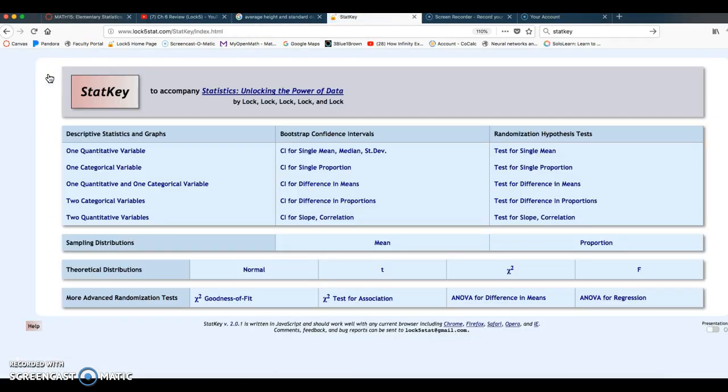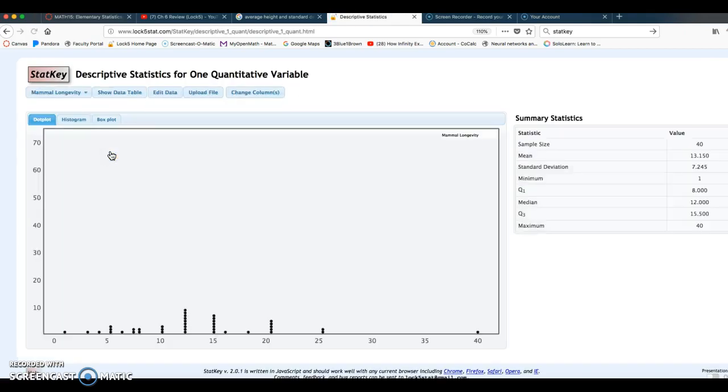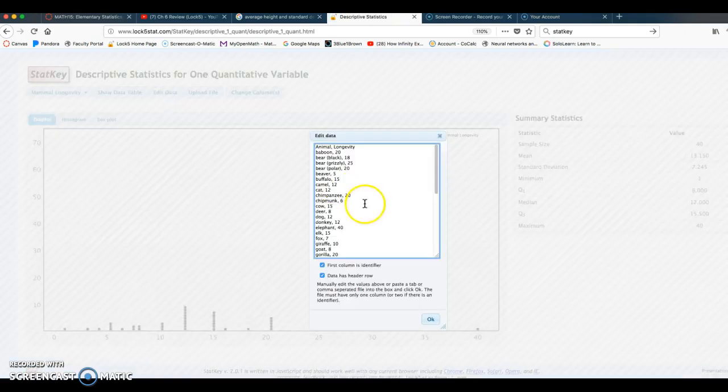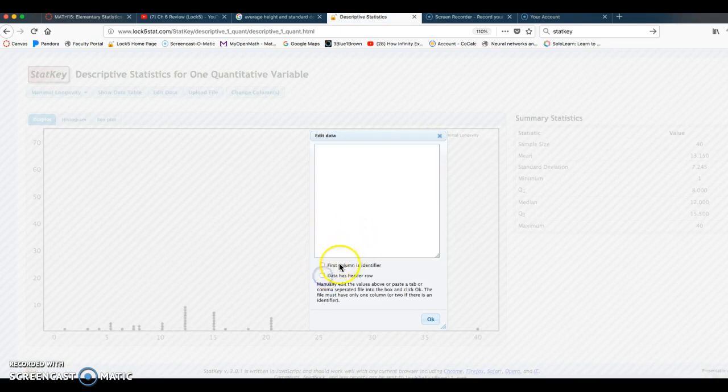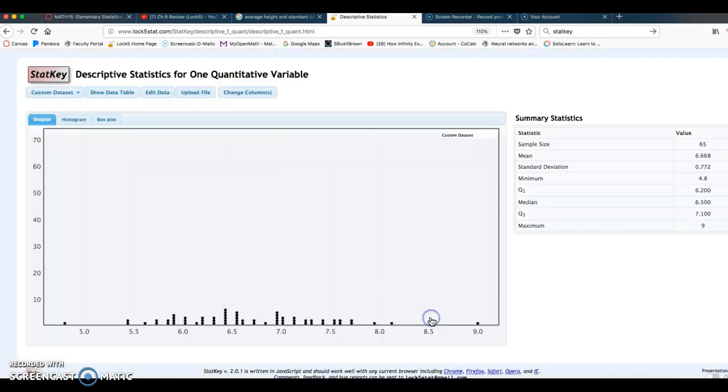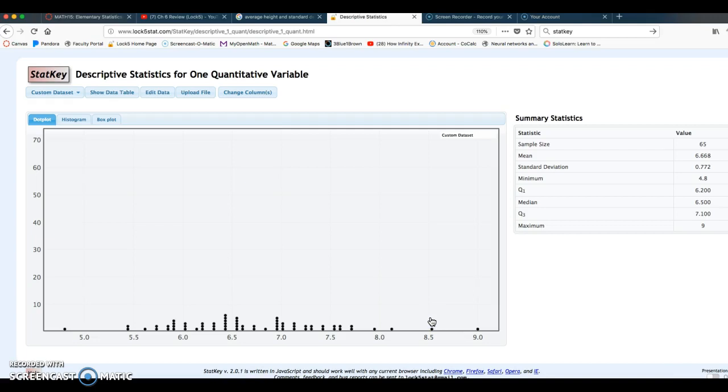I just need to compute some descriptive statistics. So I'm going to go to One Quantitative Variable because we're looking at average hours of sleep per night. I'm going to click on Edit Data, Control A or Command A, delete all of this, uncheck the header option, paste the data in, and click OK. To make sure this makes sense, we have a sample size of 65, which is what we're given, and the average of these 65 college students over the month is 6.668 hours, with a standard deviation of 0.772.